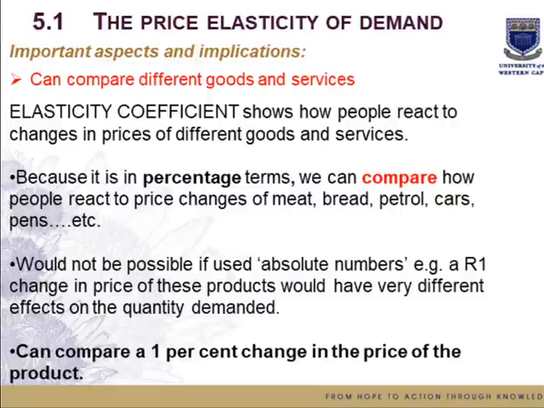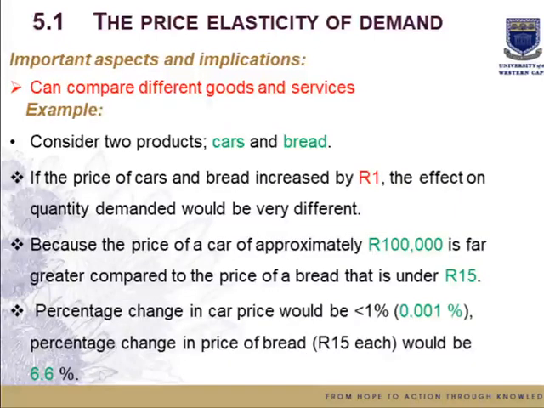Let us use an example where we consider two products, that is cars and bread. If the price of each product changes by 1 rand, the change in quantity demanded for each product will be different. This is simply because the price of a car is approximately 100,000 and is far greater than the price of a loaf of bread, which is approximately 15 rand. Therefore, we cannot compare absolute quantity changes, rather we compare relative changes.